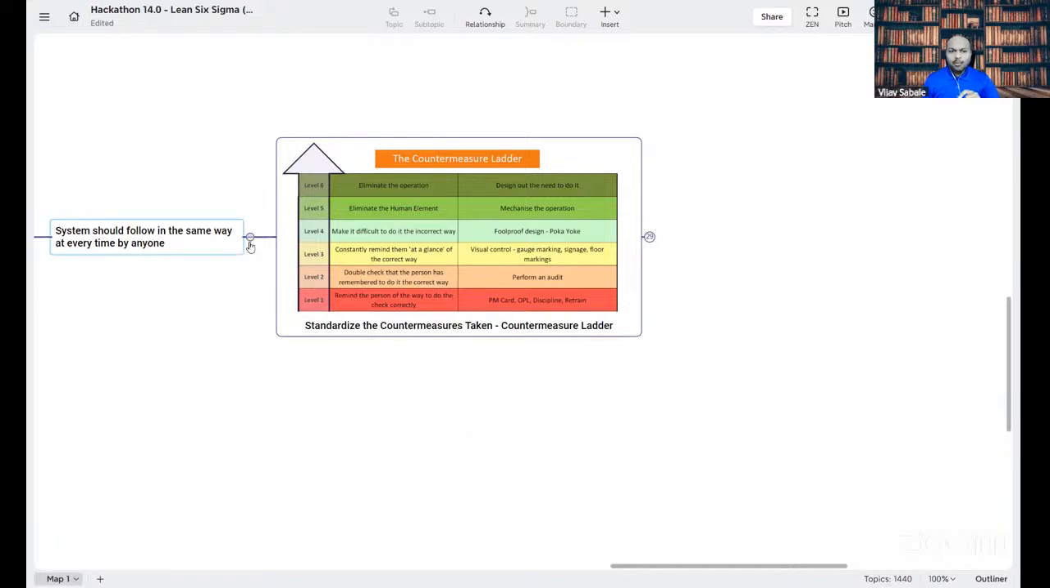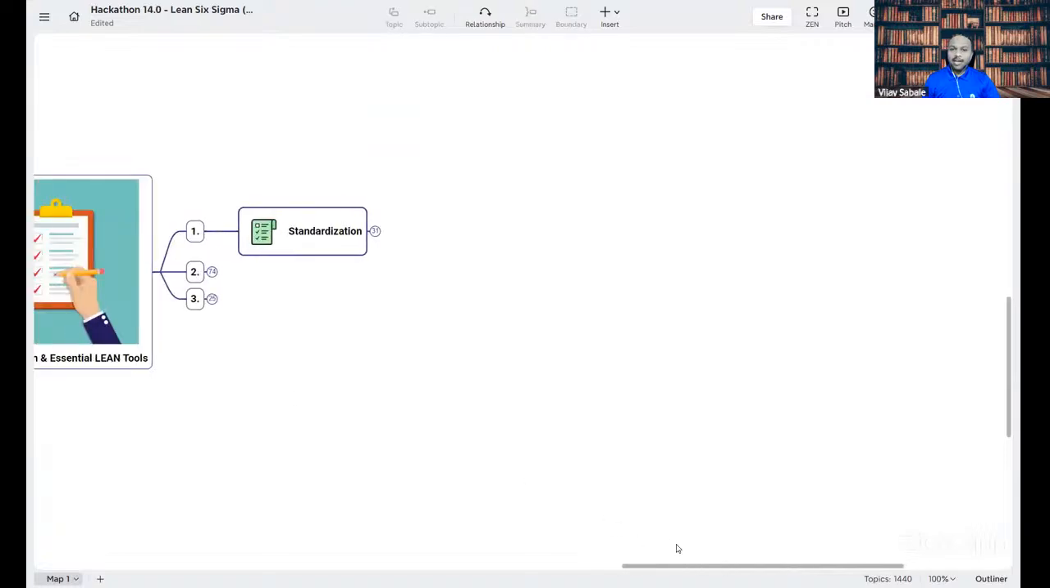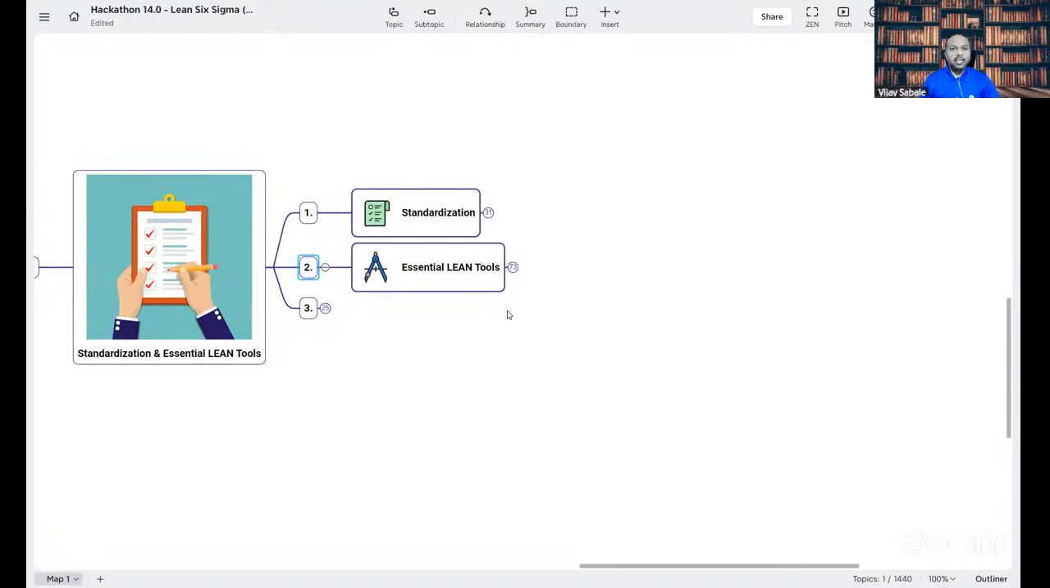Now, in the same way, if you come across any situation related to your project, whatever root cause we have identified at the end of the analyze phase, we need to think about what kind of countermeasure we can execute, so that we get at least a level 4 countermeasure, and look for level 5 and 6 as well. Let's go into the detail for the second part, that is the essential lean tools.